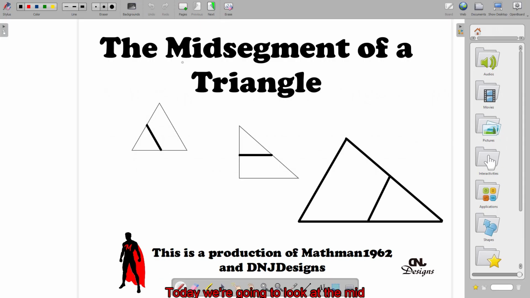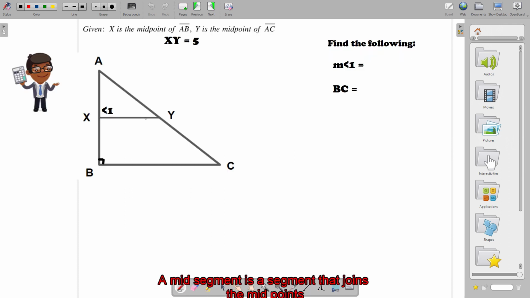Today we're going to look at the midsegment of a triangle. A midsegment is a segment that joins the midpoints of two sides of a triangle. And its length is half the length of the other side, and it is also parallel to the other side.